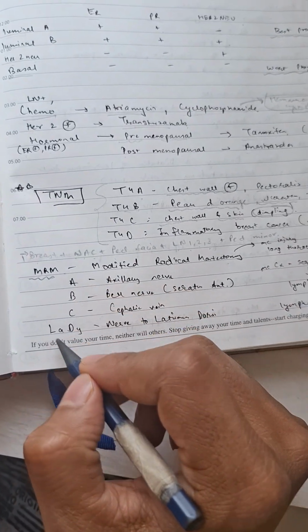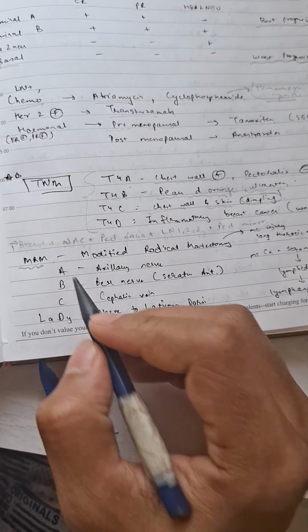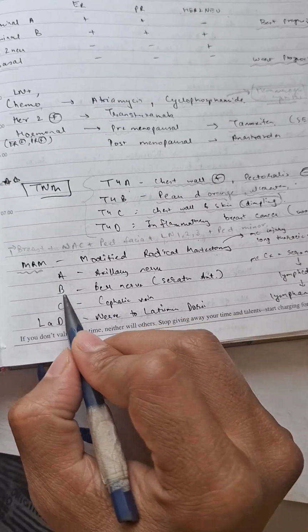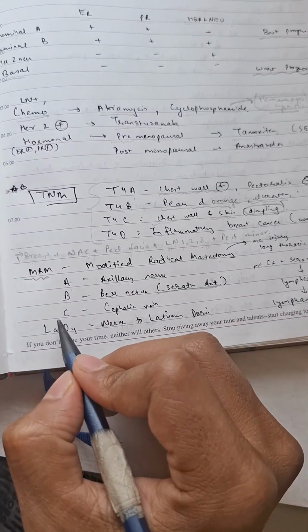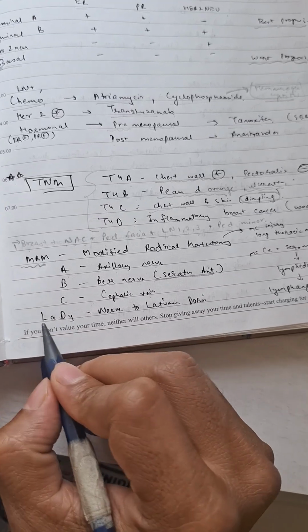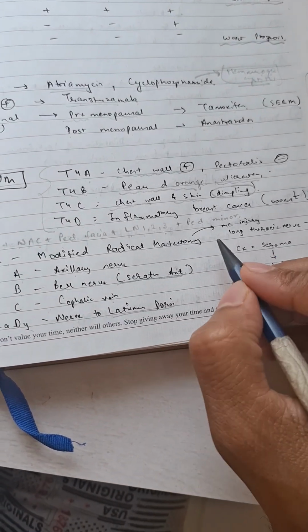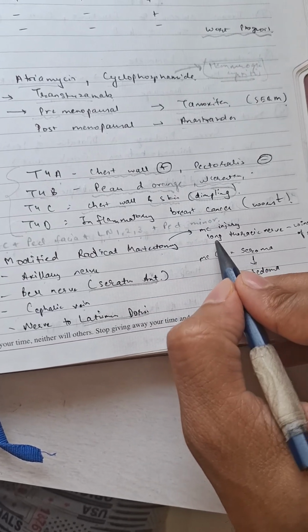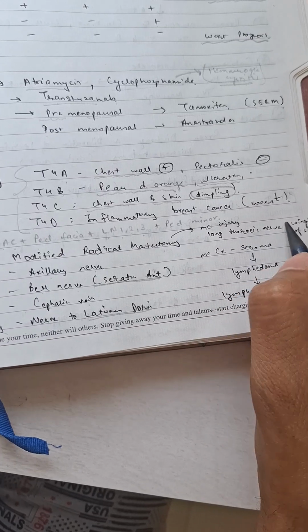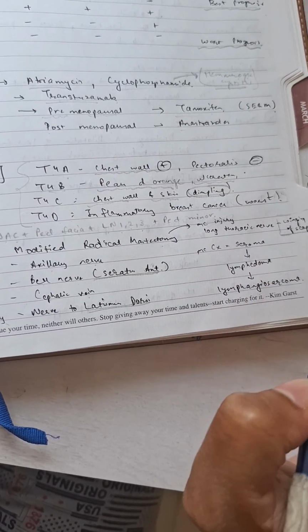And what is saved in modified radical mastectomy is A, B, C, lady, which is A for axillary nerve, B for Bell nerve, which is given to serratus anterior, C is cephalic vein, and L is nerve to latissimus dorsi. Okay. Now, the most common injury during the surgery is the injury to long thoracic nerve, and it presents as winging of scapula.